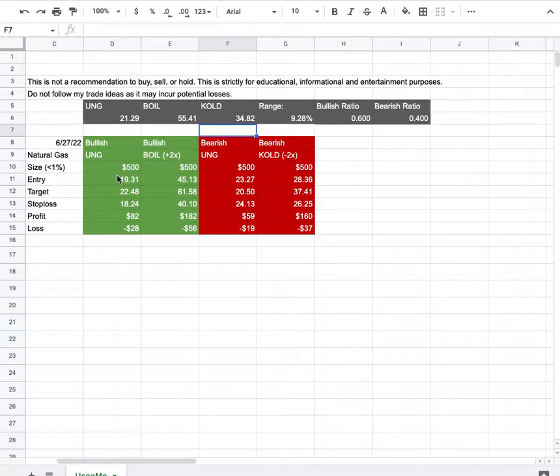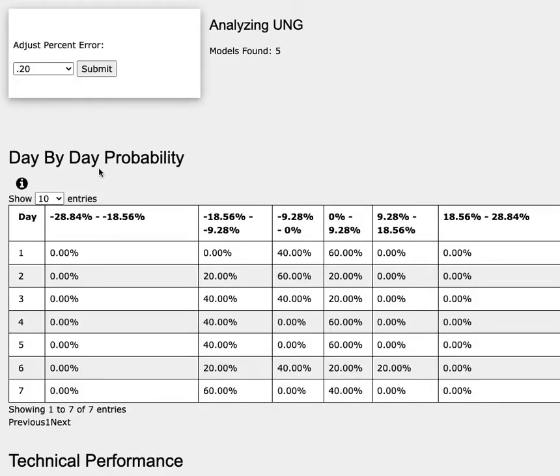So how did I develop these trade ideas? It all comes from the day-by-day probability model. As we progress to the 5th day, or week of trading, natural gas has a 60% chance to climb between 0 to 9%, and to the downside it has a 40% chance to fall between negative 9 to negative 19%.